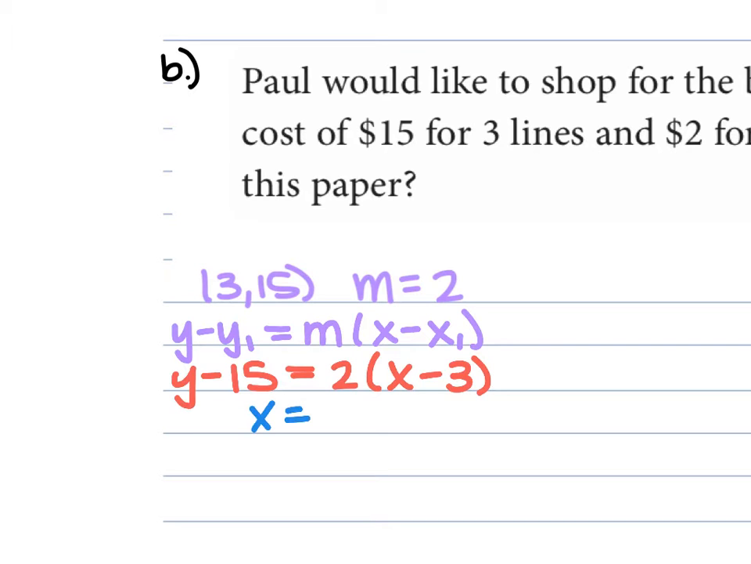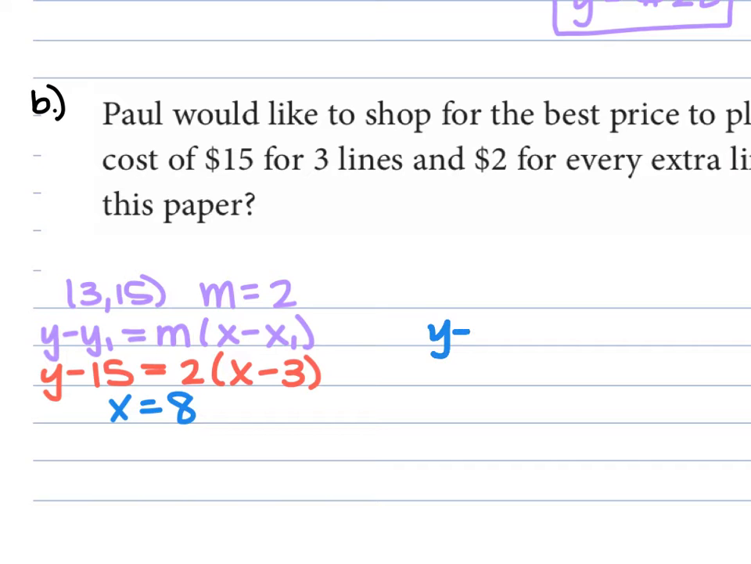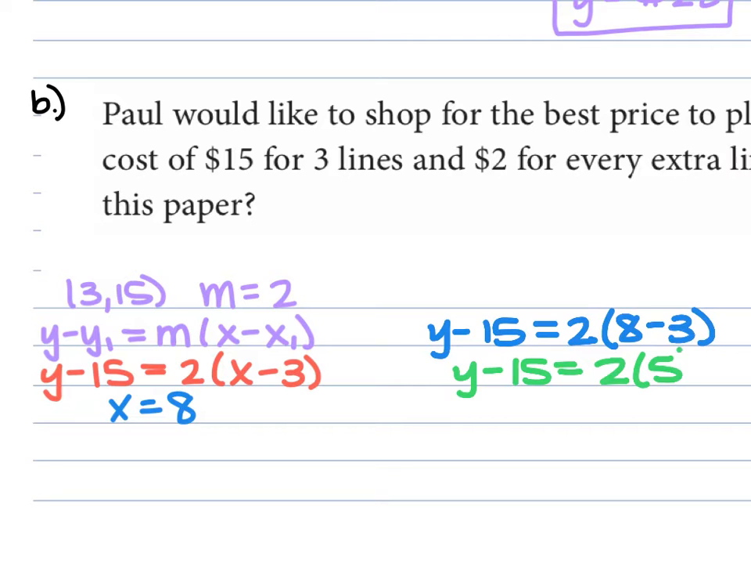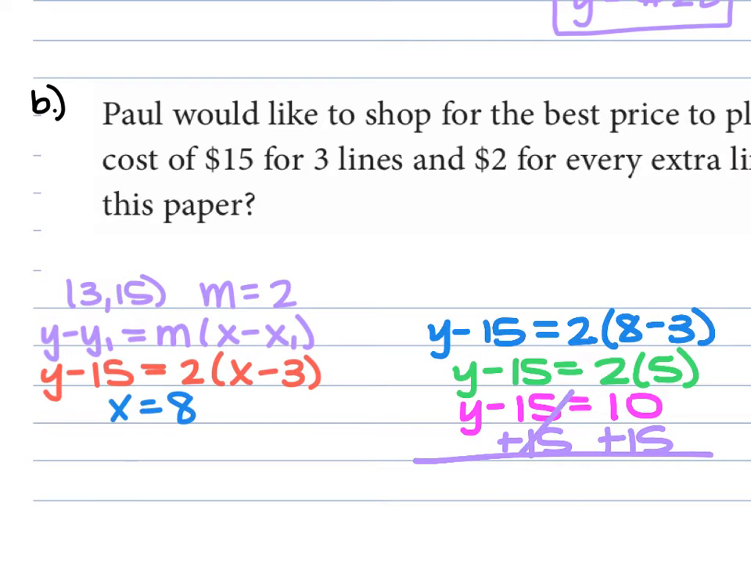We are going to find when x is 8 one more time. So this is going to be y minus 15 is equal to 2 times 8 minus 3. 8 minus 3 is 5, so y minus 15 is equal to 2 times 5. Then 2 times 5 is 10, so y minus 15 is equal to 10. Move the 15 over by adding it, and we get that y is equal to $25.